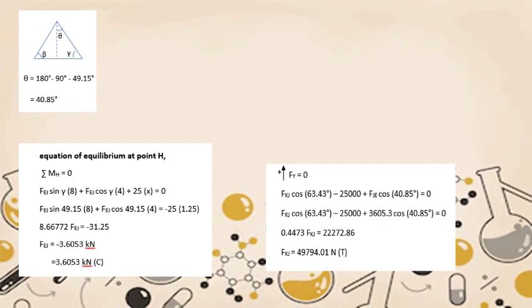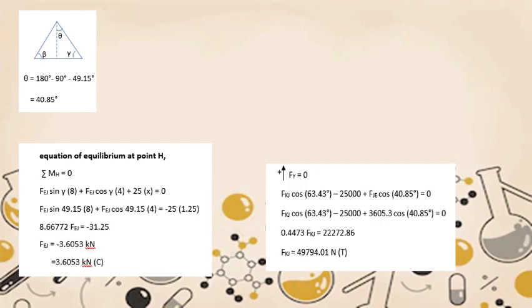and 8.66772 FEJ is equal to negative 31.25. The force of EJ that we obtain is negative 3.6053 kilonewton, and also known as compression force.